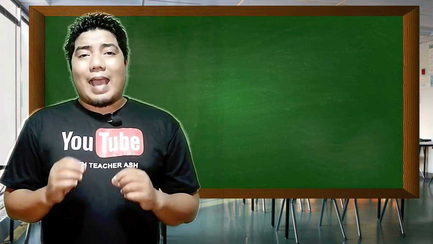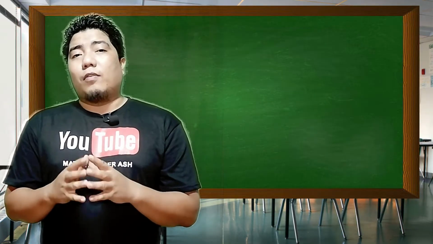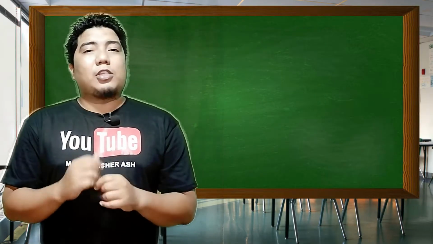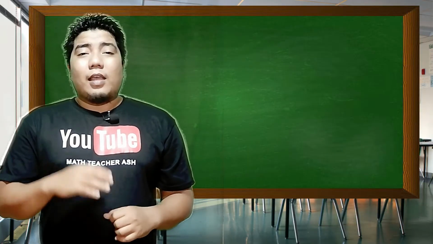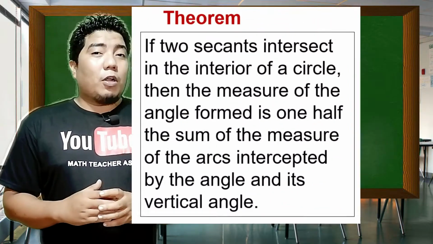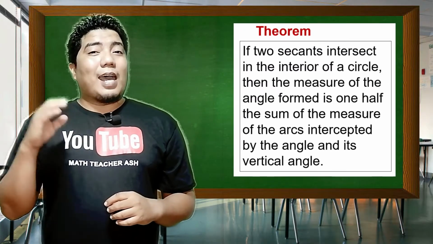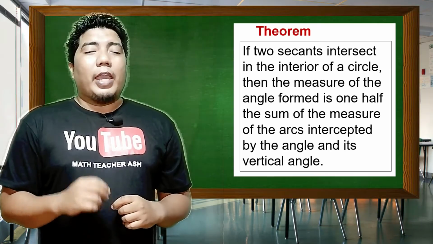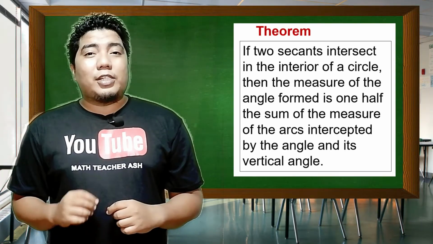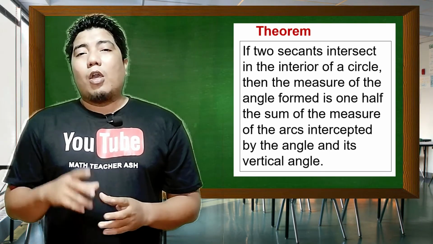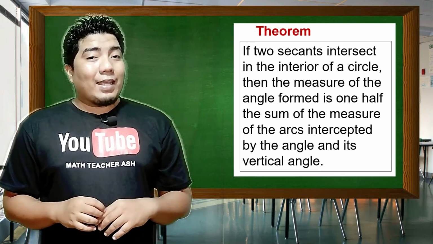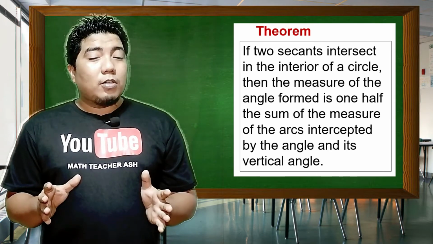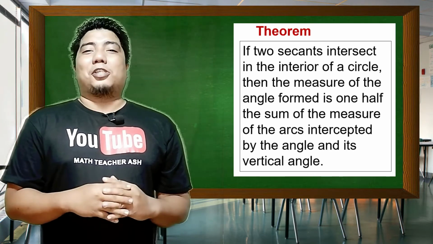Now, let us go to the third scenario. The third scenario will happen in the interior of the circle, meaning that the intersection will happen inside the circle. Now, how do we get the value of the angles formed? What you will do is you just add the 2 intercepted arcs and then divide it by 2. In theorem, if 2 secants intersect in the interior of the circle, then the measurement of the formed angle is equal to 1/2 the sum of the 2 intercepted arcs.